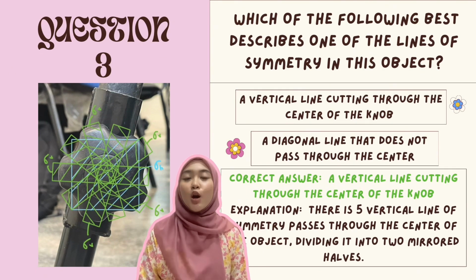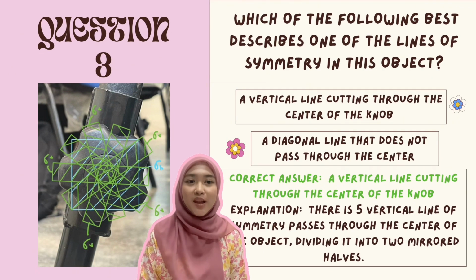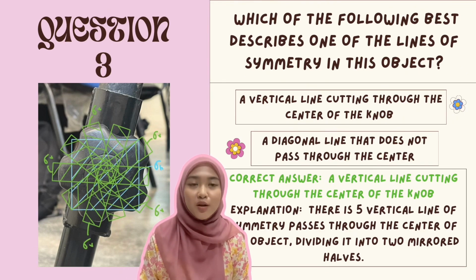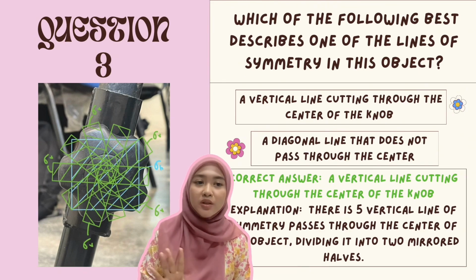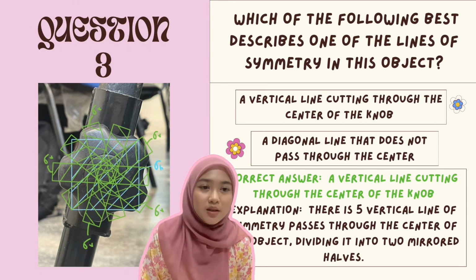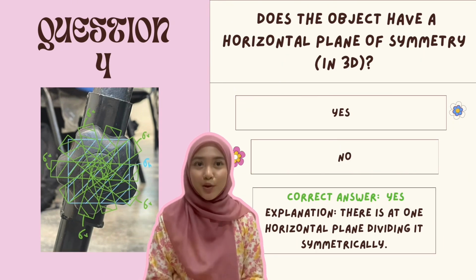Question number 3. Which of the following best describes one of the lines of symmetry in this object? The correct answer is a vertical line cut through the center of the knob. Why? Because there are 5 vertical symmetry planes that pass through the center of the object, dividing it into mirror halves.